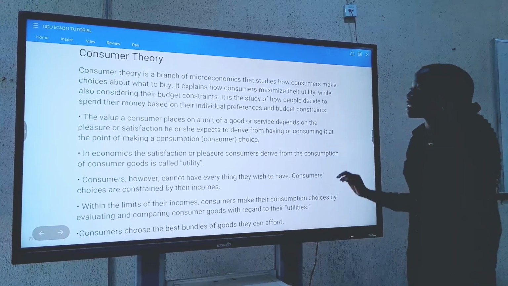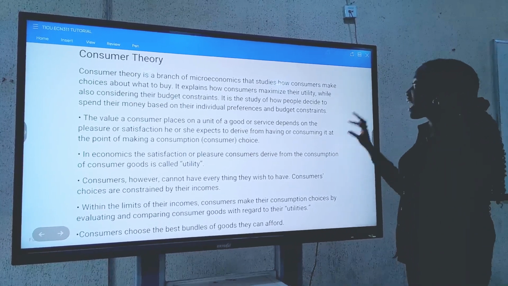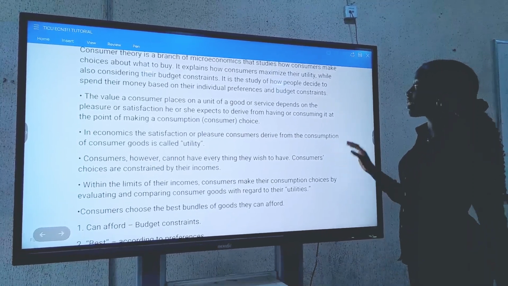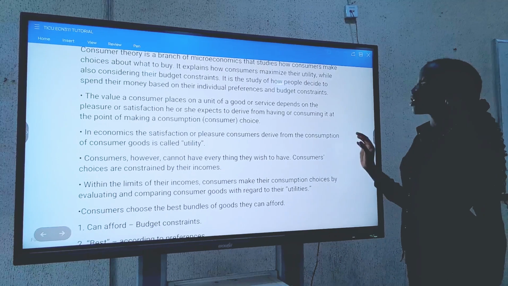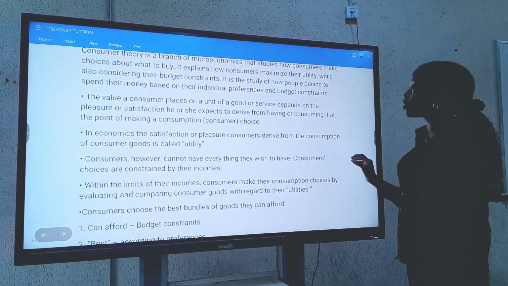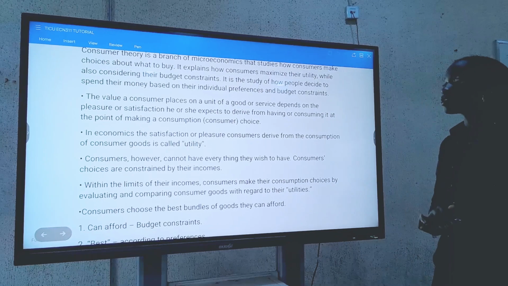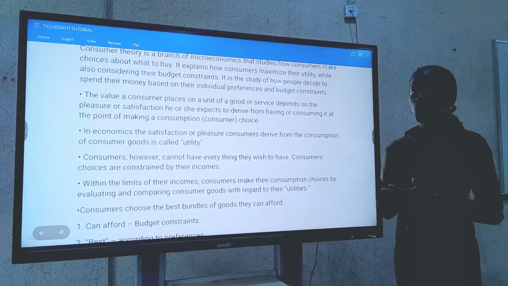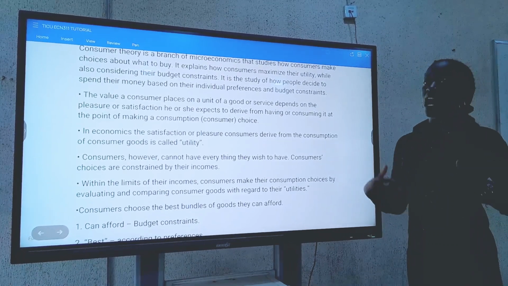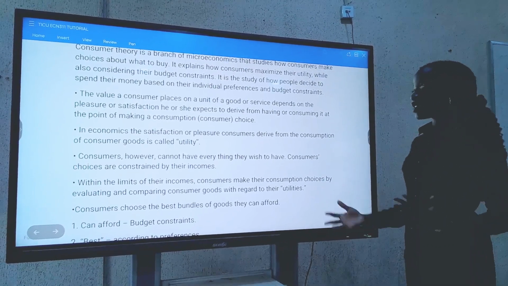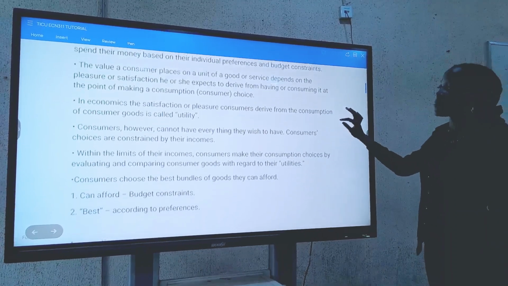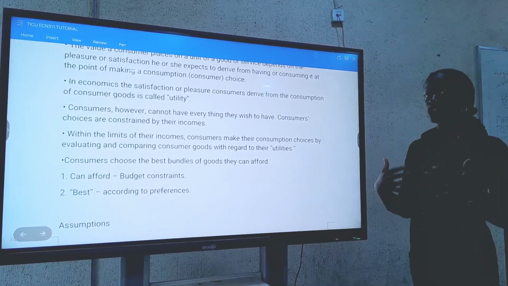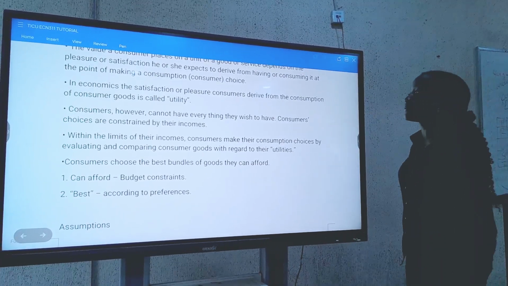It studies how people decide to spend their money based on their taste and their constraints. The value a consumer places on a unit of a good or service depends on the pleasure or satisfaction he or she expects to derive from having or consuming it at the point of making a consumption or consumer choice. So the value I place on, let me say, water depends on how much water satisfies me after taking water. That's basically what this point is explaining. And in economics, this satisfaction I derive from water, from the consumption of water, is called utility.